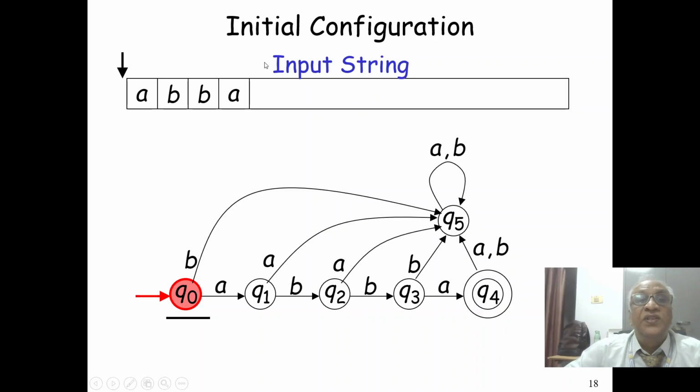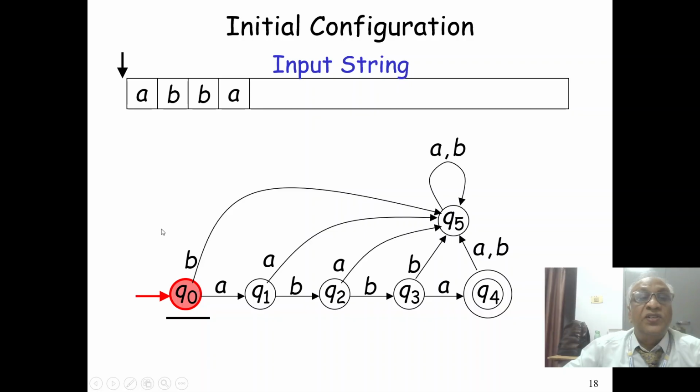Say for example, this is the input string given to the machine: A, B, B, A. This input string consists of symbols A, B, B, A. And what are these? They are part of the alphabet. This string is being given to this machine, and the machine will start at the initial state. The initial state is given by this arrow mark, and the accepting or final state is given by the double circle.